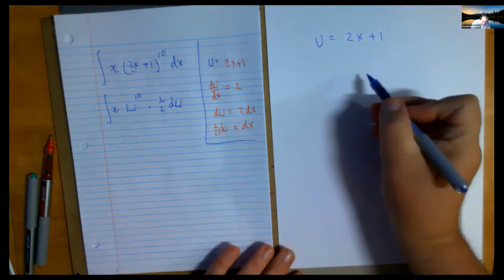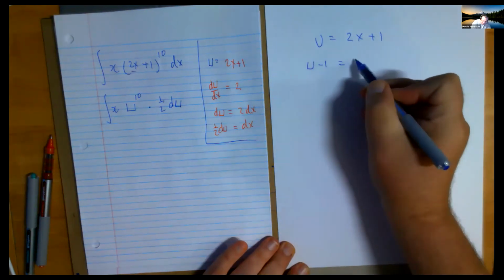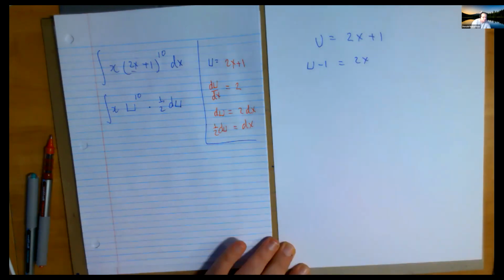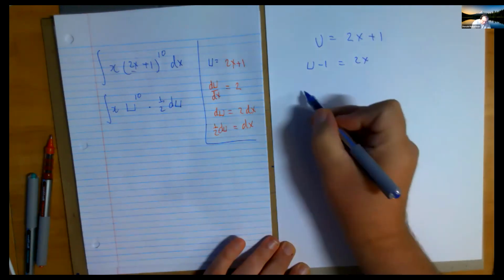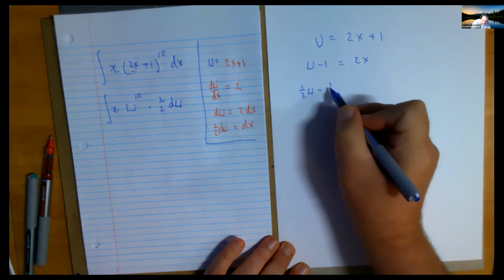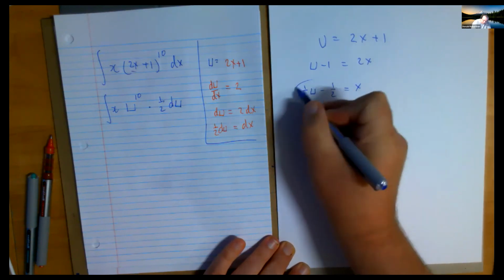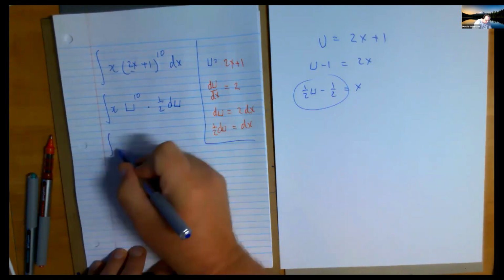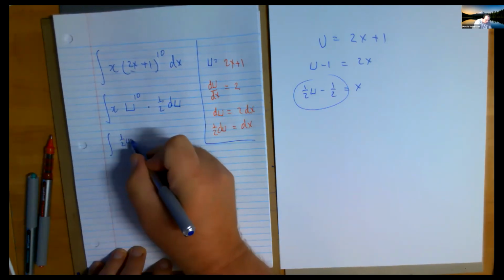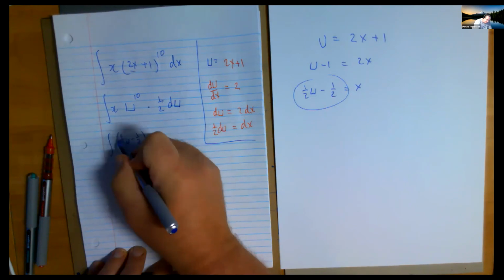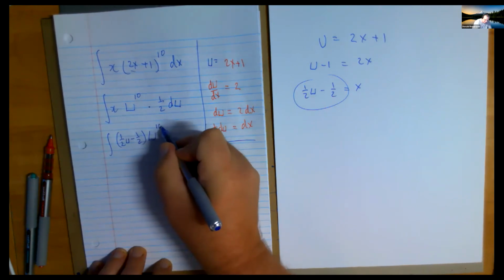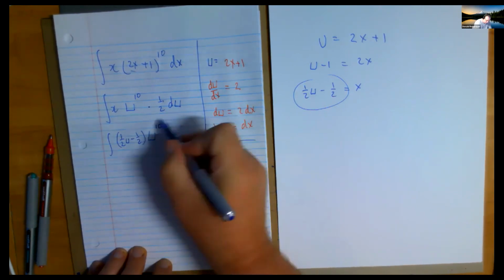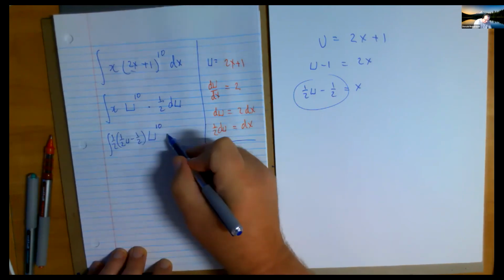So if I subtract 1 from both sides, and if I divide everybody by 2, then won't x be that guy? Which means I now have 1/2 u, take away 1/2, u to the 10, another 1/2 du.